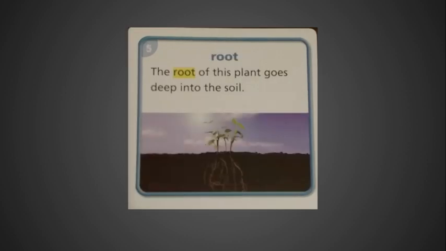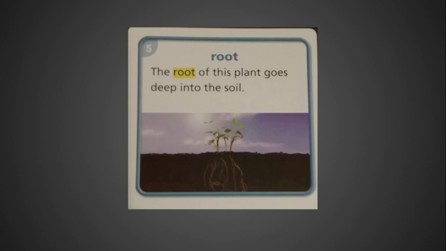Our next word is root. The sentence says, the root of this plant goes deep into the soil. Well, knowing that the root is the part of the plant that's deep in the soil, when I look at the picture, I can identify which part is the root. It's the part that's under the ground. A root is a part of a plant that grows down into the ground. The root of a plant draws water and minerals from the earth.